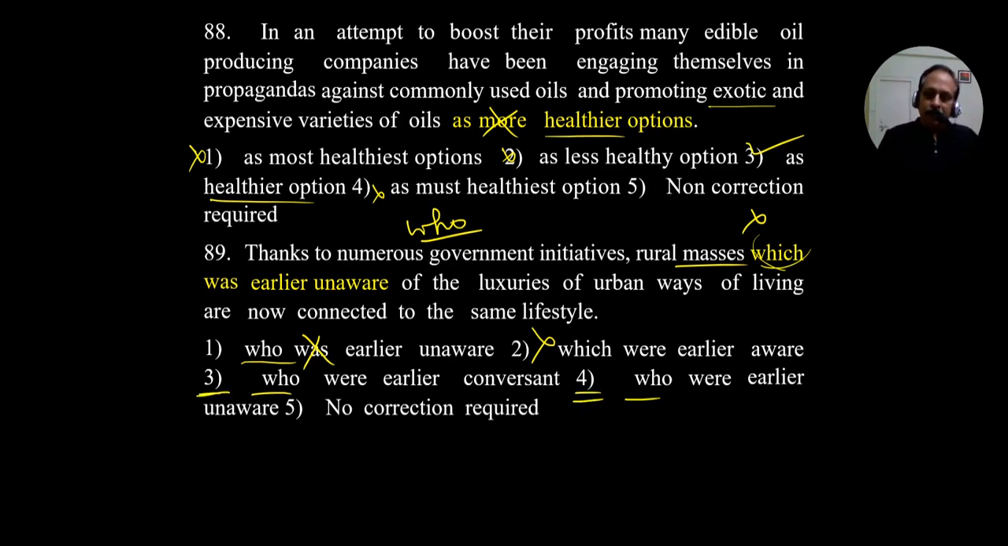Thanks to numerous government initiatives, rural masses who were earlier conversant, means know something, who were earlier unaware of the luxuries of urban ways of living, are now connected to the same lifestyle. Here it is not conversant, not knowing, it is the opposite, not aware of. Based on that, this is not correct. Answer is the fourth option. Who were earlier unaware of the luxuries of urban ways of living are now connected to the same lifestyle. Earlier they were not aware of the luxuries. Now they're connected to the same lifestyle. Answer is the fourth option.